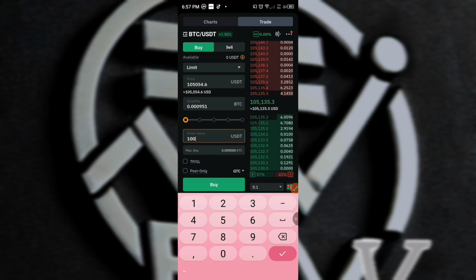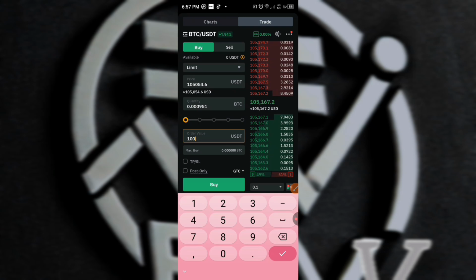If we are to buy BTC from the USDT side, guys, in order to participate in this, you should make sure you have USDT in your spot wallet. If you don't know how to get USDT, you should go to the P2P trading section and then you can get USDT from there. I don't want to be wasting much time on that. If you have any question, you can ask me in the comment section.